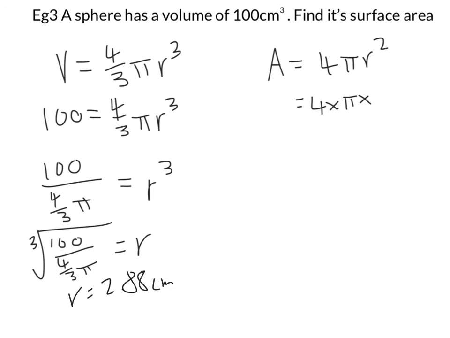Now, keep that accurate number in your calculator. 2.88 is a rounding to 2 decimal places. I can write it in here now for the radius to work out the surface area. The surface area is 4 times pi times that number. So that number that I've got in my calculator ready, I'm going to square it, and then I'm going to multiply that by 4, and then multiply it by pi. And that gives me the area is equal to 104.2 centimeters squared.